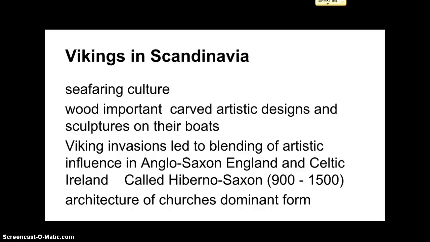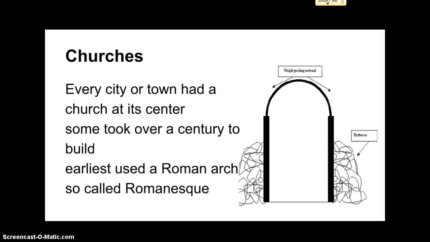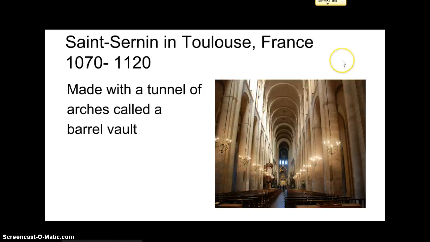And the architecture of churches, of course, is still the dominant form. So churches, every city or town had a church as the center. And some of these churches took a century, over 100 years to build. And of course, the earliest churches used a Roman arch. And so this is why this is called Romanesque, okay? So you're going to have buttresses out here to support it because this is going to be very heavy. And that weight is going to push on the walls, and the walls will want to go out. So the buttresses support it and keep the walls from buckling.